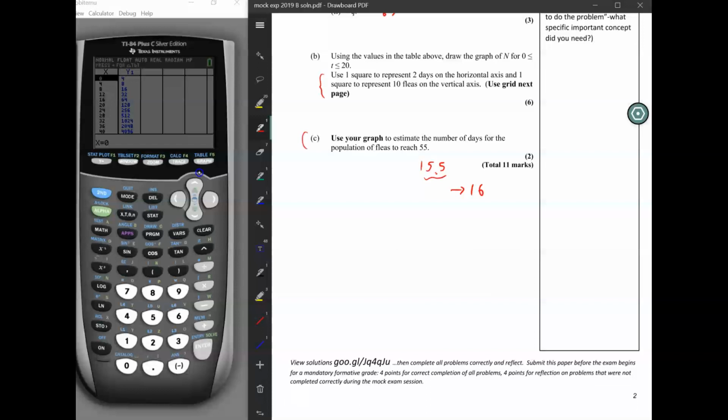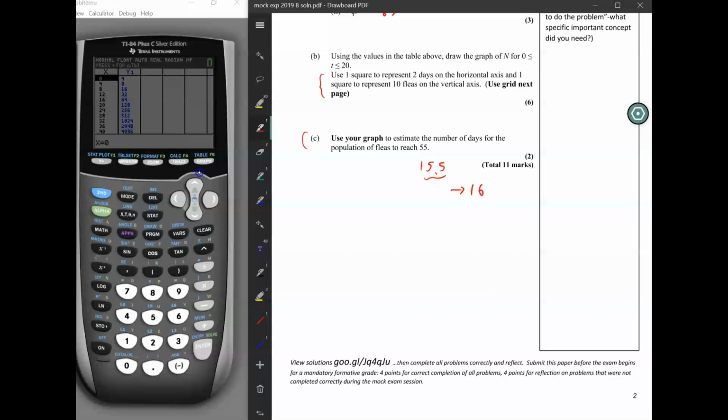This is a really good example of an IB problem where it would be valid to give a decimal or maybe a whole number. So maybe the safest thing to do is to find a decimal and then say, okay, I'm going to round it to 16 days because that's a whole number of days. And then you would have both answers there. Okay.